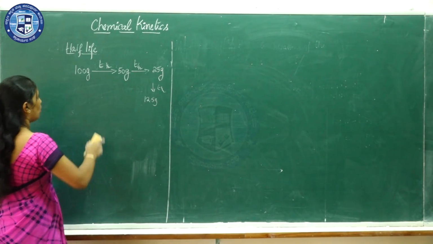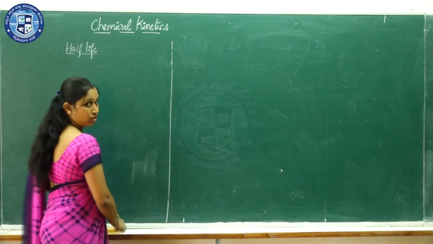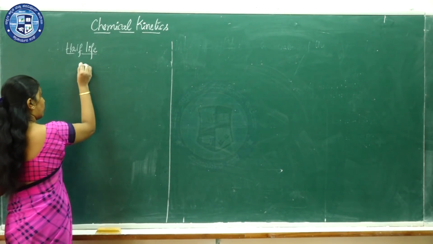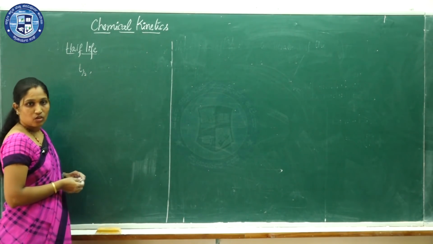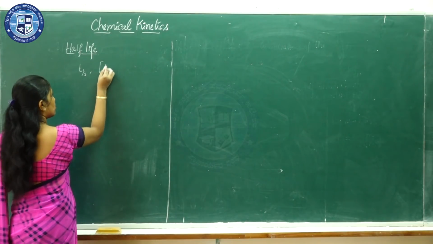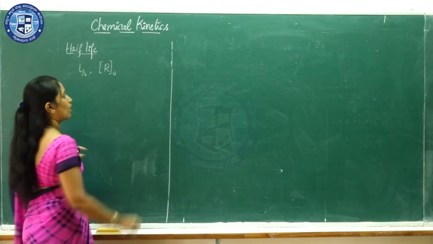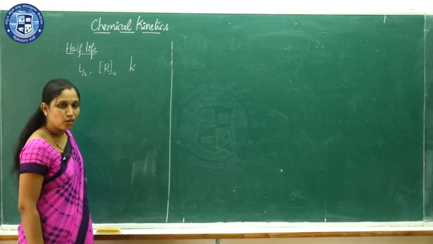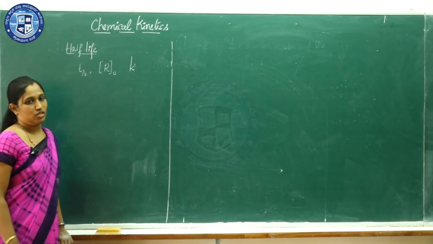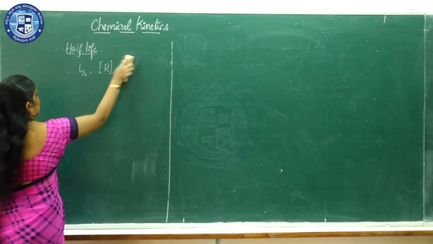Okay. So now what we will be doing is finding the relation between half-life, which is represented like this, T half, and the initial concentration of the reactant and the rate constant, for zero and first order reactions. So this is what we will be doing here. I will just write it.